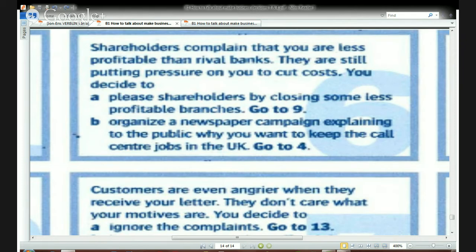Listen, Monica, if you use the second conditional, you would say, well, I think it would be best. Repeat, would be best. That's the second conditional. So you can agree by also using the second conditional. I think it would be best if we organized a newspaper campaign. So that would be the form in the second conditional to agree. I think it would be best if we organized a newspaper campaign because we've already begun that particular way of solving the problem. Okay, sounds good to me. I would choose the same, actually.